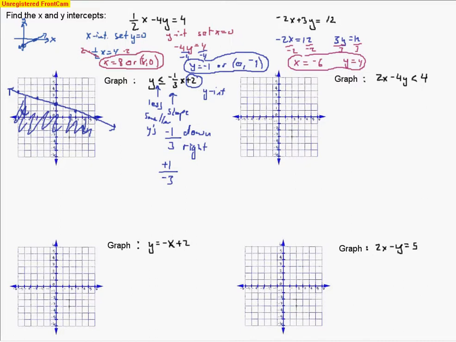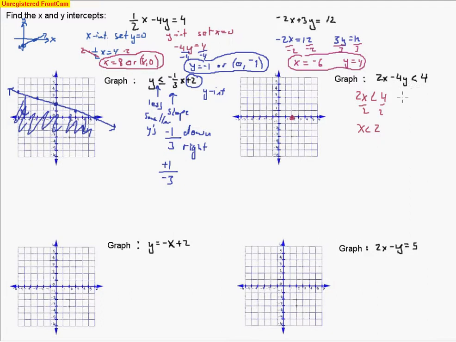Looking at our next one, we've got an xy-intercept problem. So here's how I'll set it up. 2x is less than 4. So when I divide by 2, I end up with x is less than 2. So you're just going to go on the x-axis to positive 2.